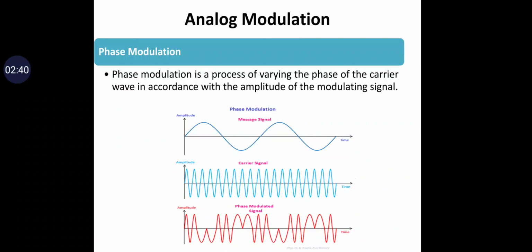The third type of modulation is phase modulation. It is the process of varying the phase of the carrier wave in accordance with the amplitude of the modulating signal. Here the third wave is the phase modulated signal.